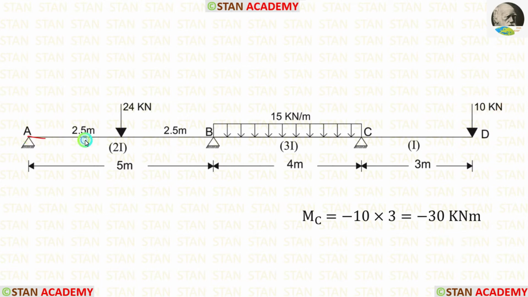Now let us take the spans AB and BC and calculate MB. No need to consider the overhanging span anymore because we have calculated the moment MC.